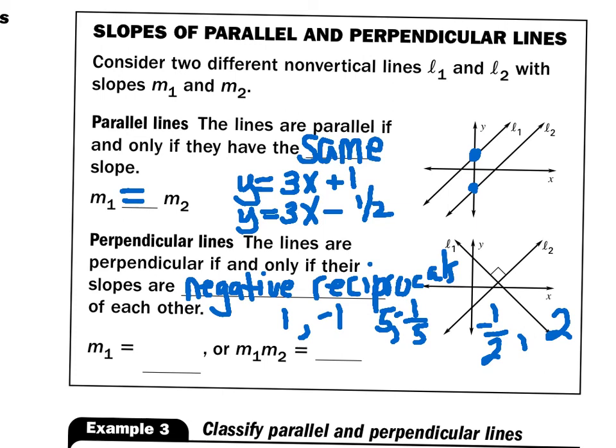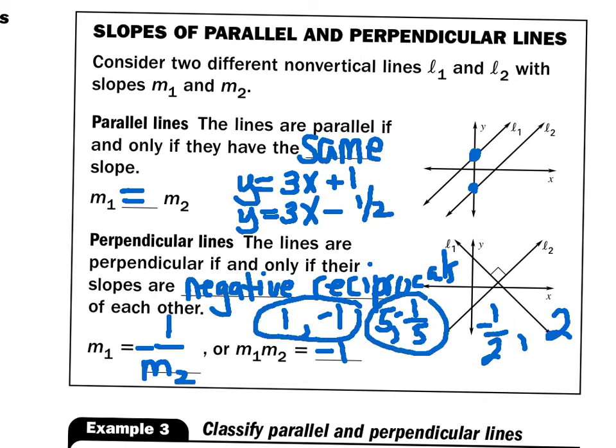So M1 equals negative 1 over M2. Or if you multiply M1 and M2, you're going to always get negative 1. So go back to my examples, multiply these out. You see how you get negative 1 every time.